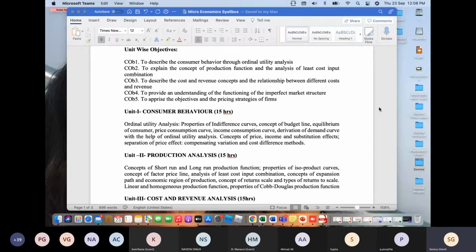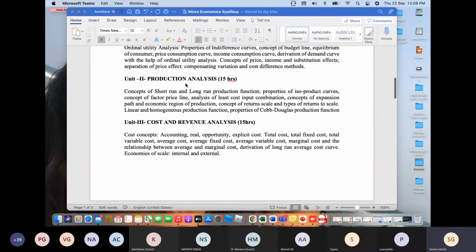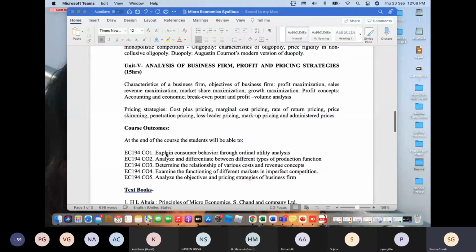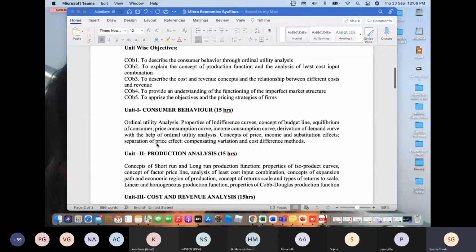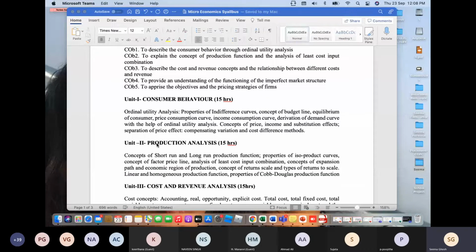So after consumer behavior, our first objective is to describe consumer behavior through ordinal utility analysis. When you talk about the outcome, at the end of that unit the students will be able to explain consumer behavior through ordinal utility analysis, which you also call indifference curve analysis. So our objective is to describe it to you and make you understand the concept, and the outcome for that unit is that you should be able to explain the same.